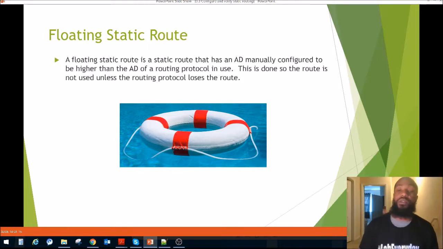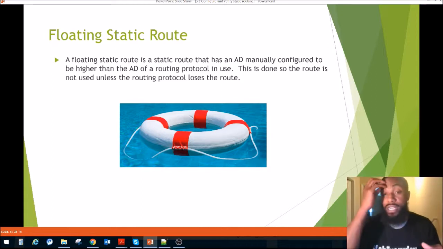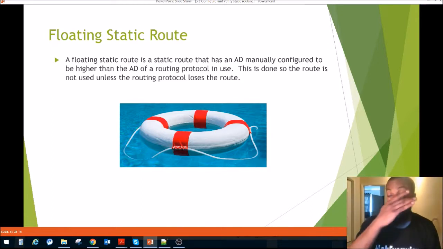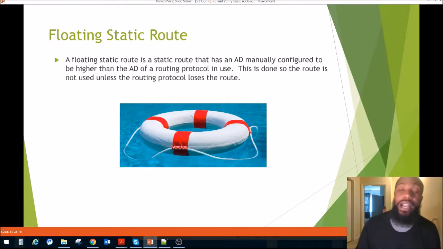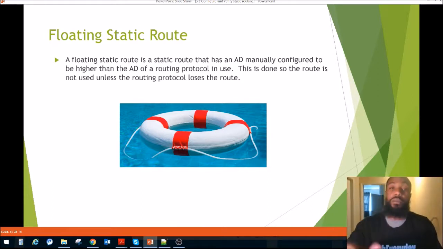So the floating static route will be like the backup route. One route goes down, we throw this. That's why they call it a floating static route, because this is kind of like an in case of emergency, break glass type of thing. We have an emergency and we need a backup way to get there. I'll show you a real simple example of a floating static route.